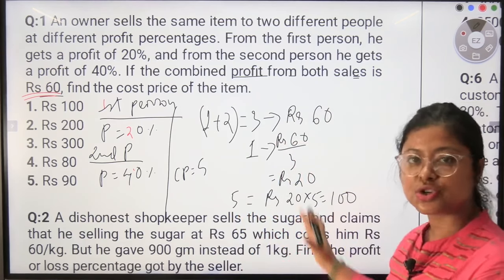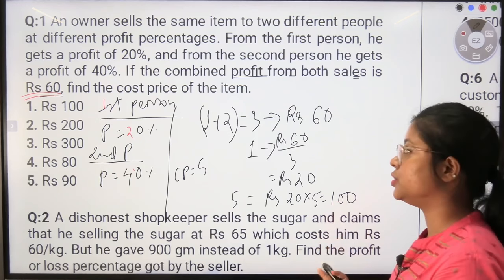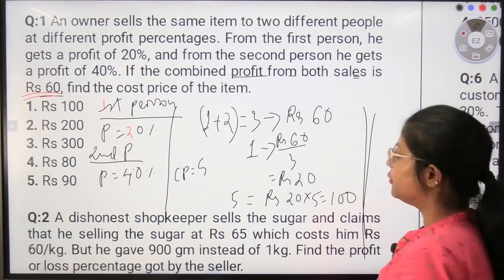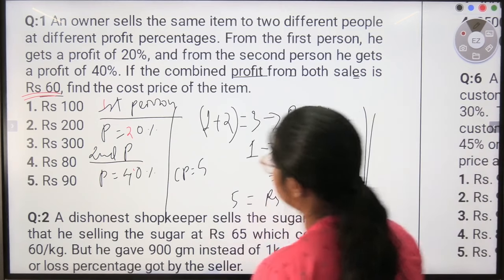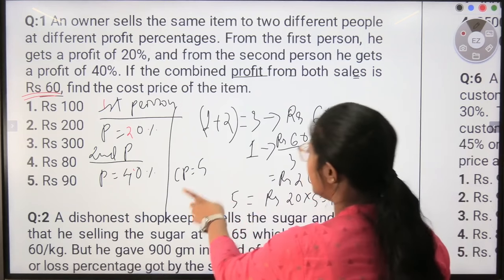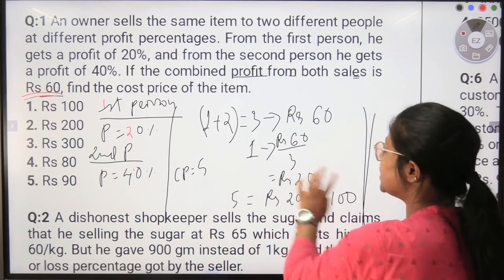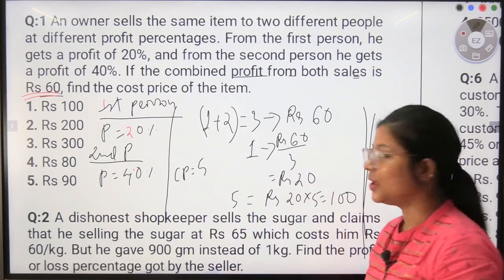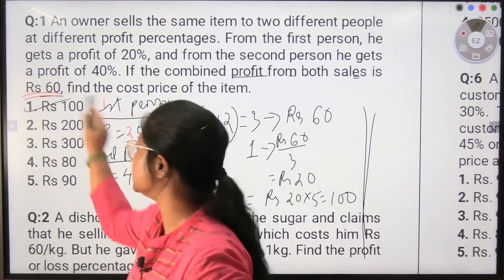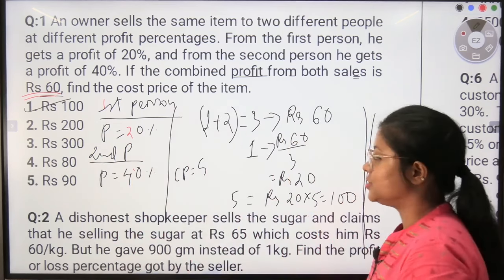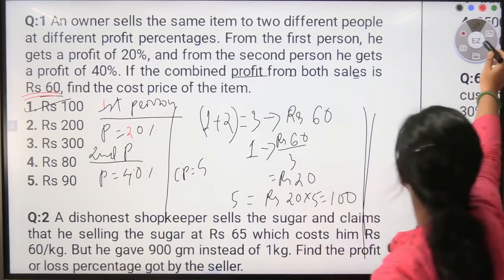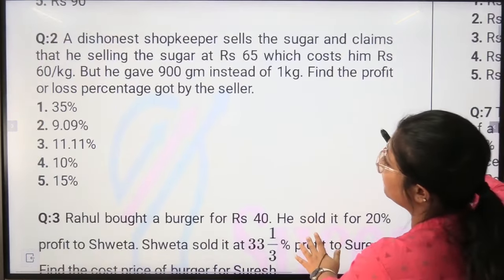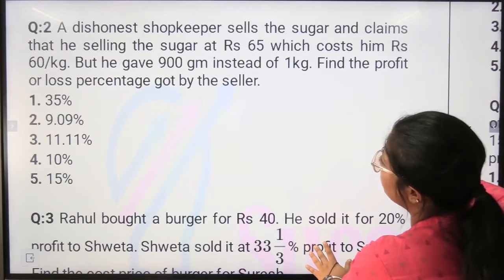So this is the short method to solve profit and loss questions using percentage. Fine. Are you getting my points? Since my CP ratio was 5 and I am getting 1 ratio value as rupees 20, that means my CP would be rupees 100. So we have option number 1 as my answer. Okay, so this was my question number 1. Alright, so let's move to question number 2.